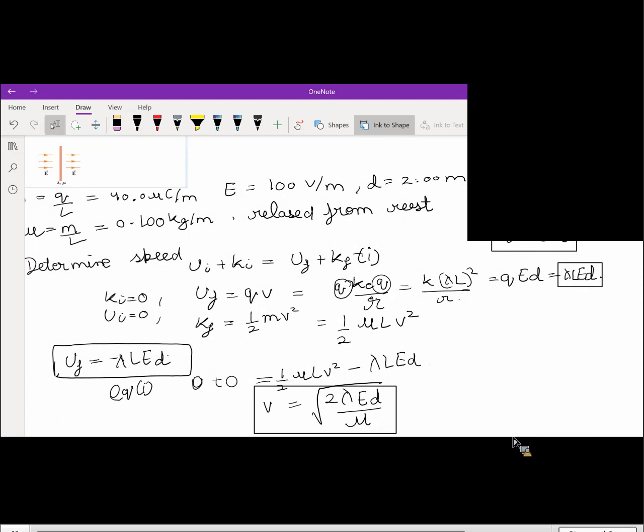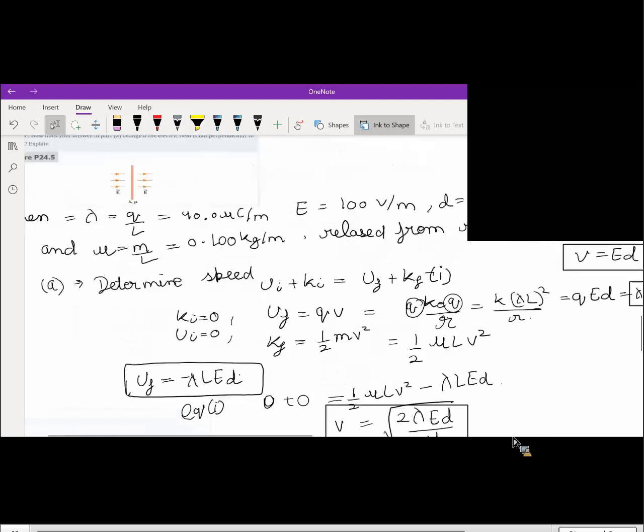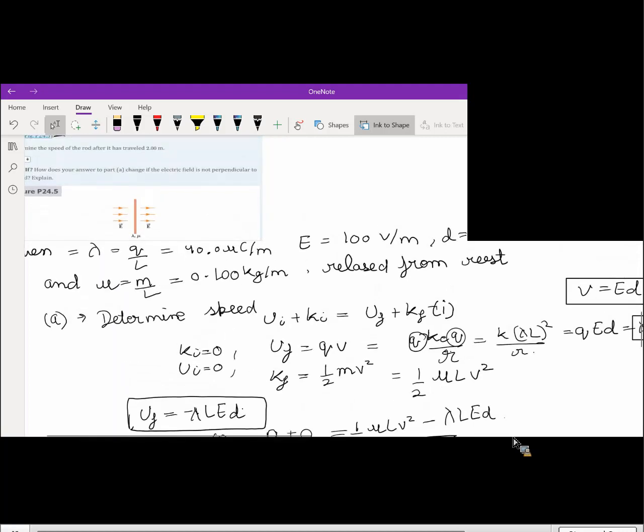So each bit of the rod feels the same force as before. The formulation won't change. Would it still move in the same direction? No, it will always move in the direction of the electric field.